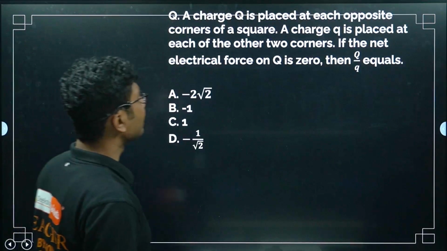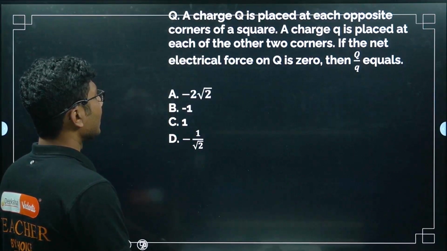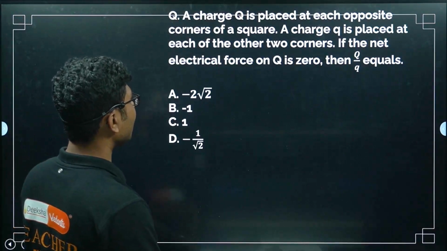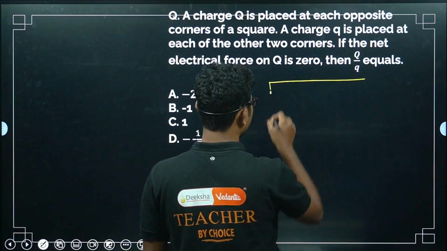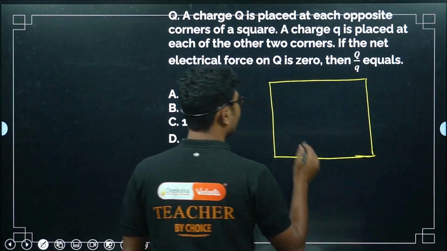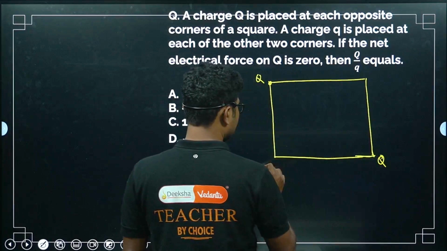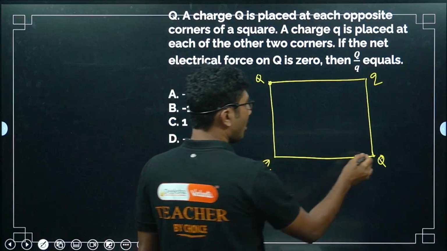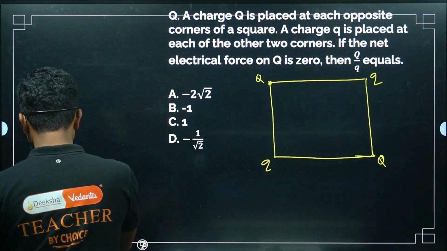Now a charge Q is placed at each of two opposite corners of a square. A charge small q is placed at each of the two other corners. If the net electrical force on capital Q is 0, then find capital Q by small q. This is also a little tricky question, but if you draw the diagram, it will be simplified for you. So one charge is placed here, another charge is placed here, the next charge is placed here, and the next. Now what is said is that the net electrical force on this charge is 0. Any one of the Q you can take, the net electrical force on capital Q is 0.